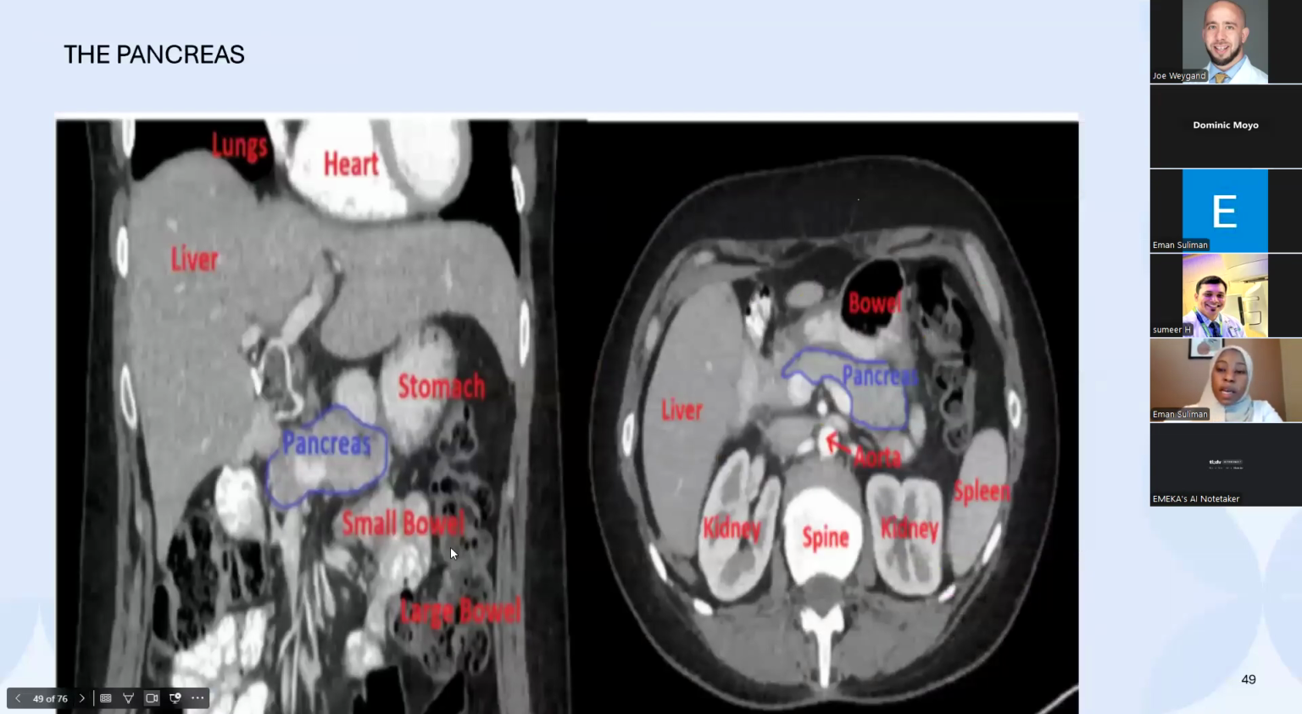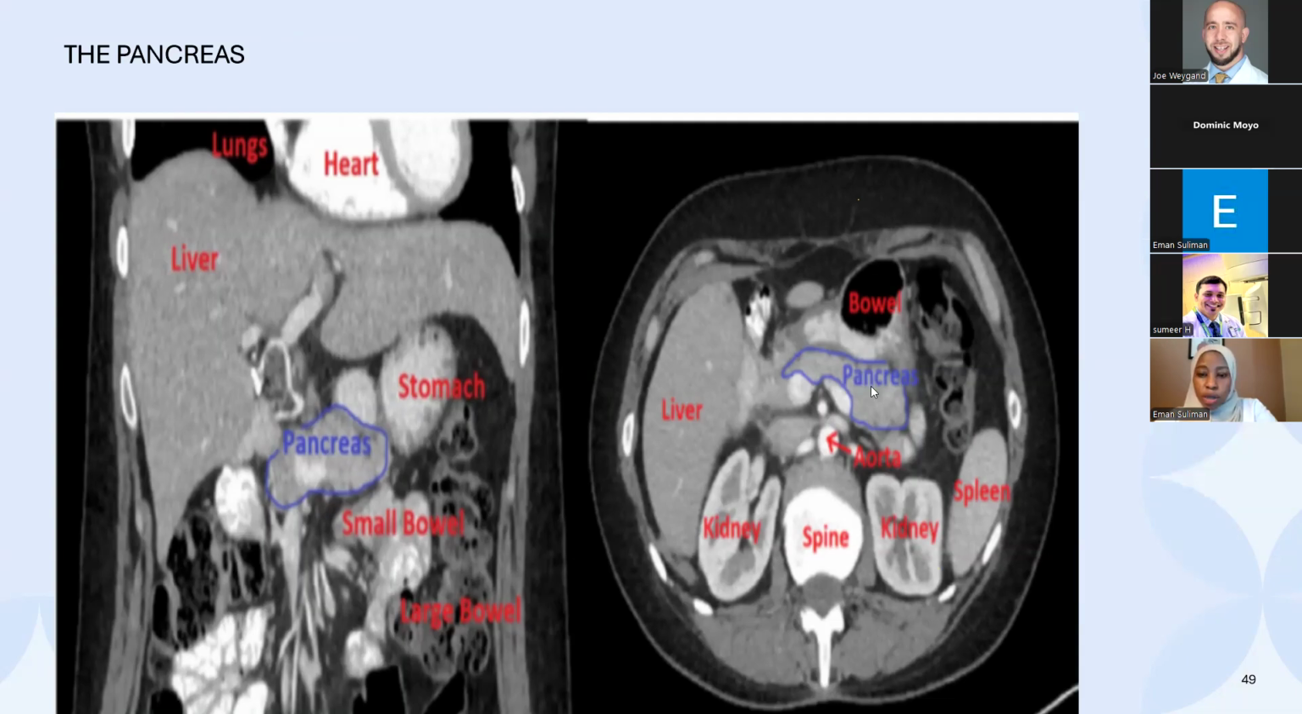Okay. Here we are mainly trying to show the pancreas on a CT. So the pancreas is here between the liver and the stomach, and here on the transverse view, it's shown behind, between the liver and the stomach.